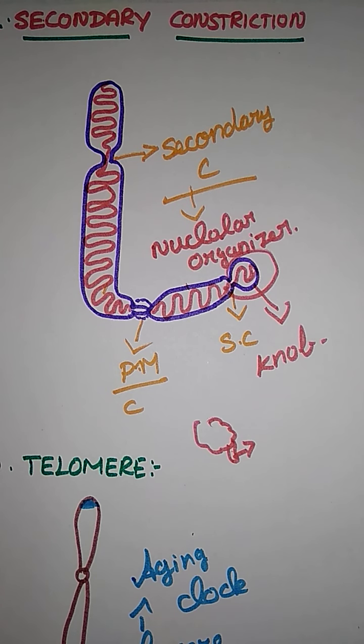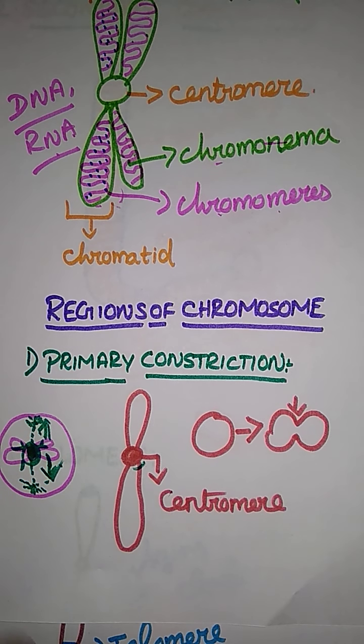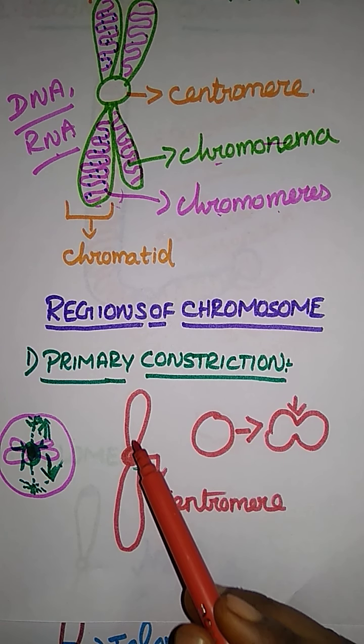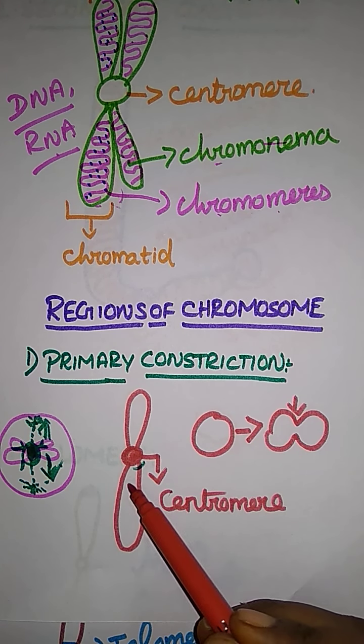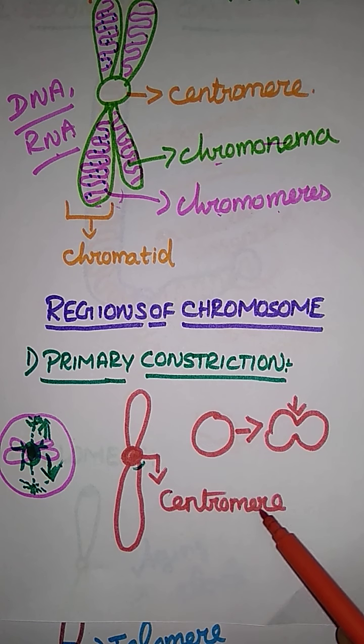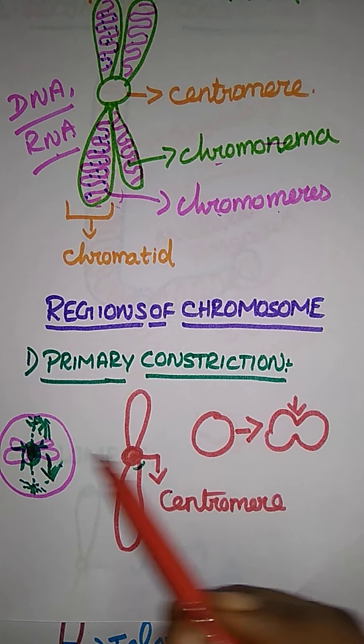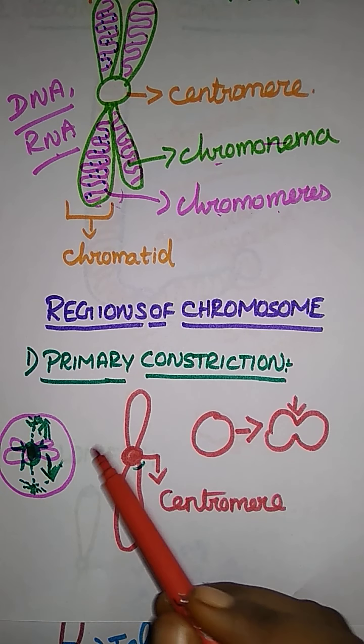I hope you understand what the regions of a chromosome are. Just recall it once again. First one is the primary constriction. Here each arm, that is each chromatid, is attached at the center point, known as the centromere. The spindle fiber attaches to the center point at the time of cell division. This is the primary constriction.